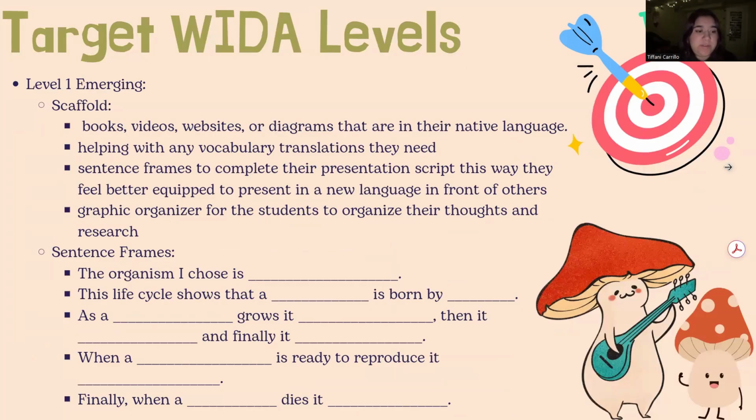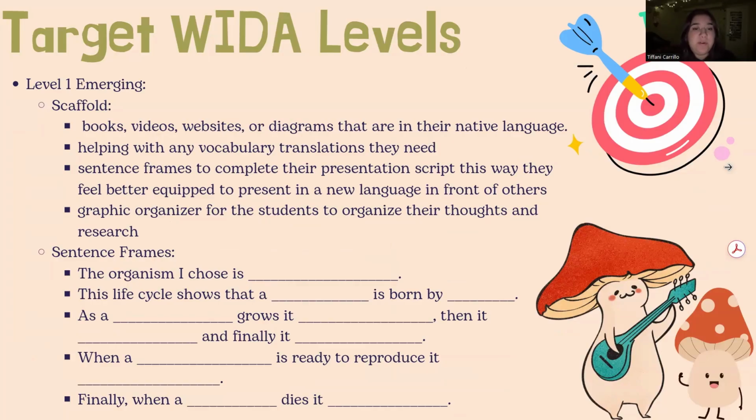For the target WIDA levels, the first one we chose was emerging. So the scaffolds we would use would be books, videos, websites, or diagrams that are in the student's native language. It would be helping with any vocabulary translations that they need, and then providing them sentence frames to complete their presentation script. This way they feel better when they actually get to presenting, especially in a new language like English.